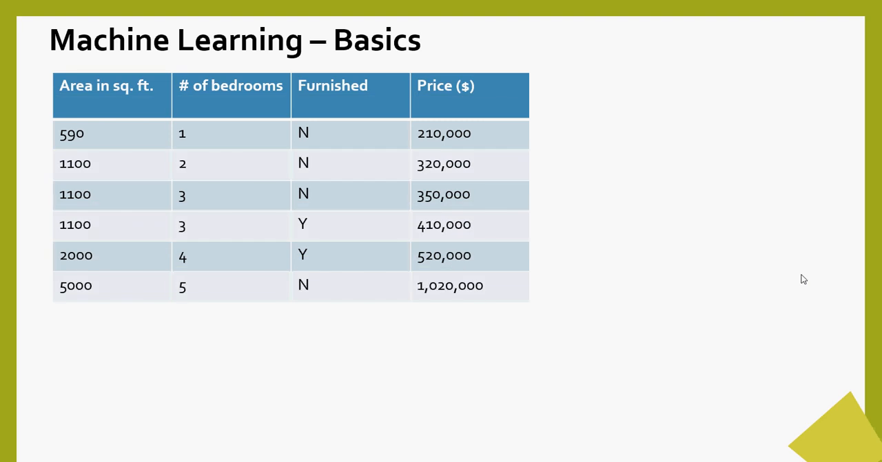For example, look at this data set: you have area in square feet, number of bedrooms, furnished or not, and the price. What I want to do is create a machine learning algorithm which looks at this data and, based on the first three, which we call inputs or features, is able to predict the price of that house. So the price is an observation, or a target. These are some definitions which we're going to cover in the next few videos.